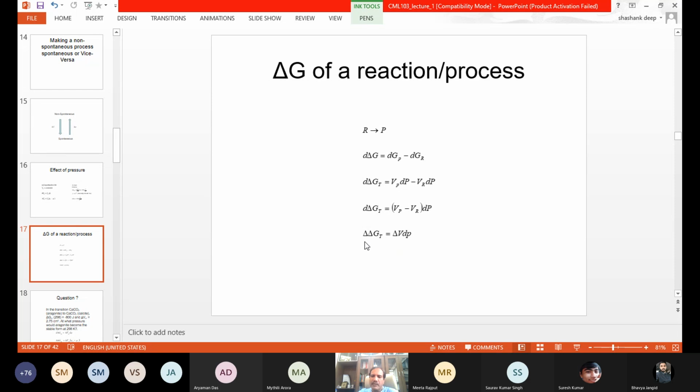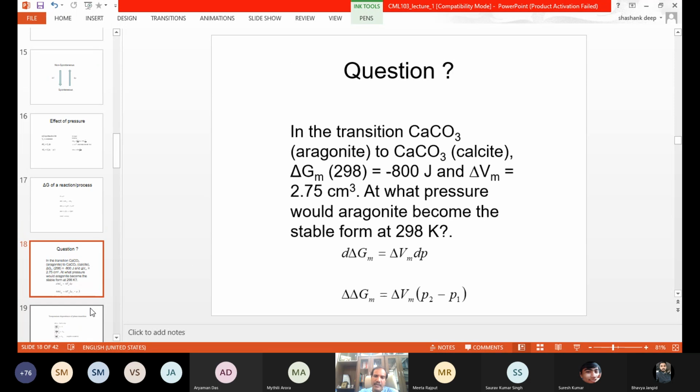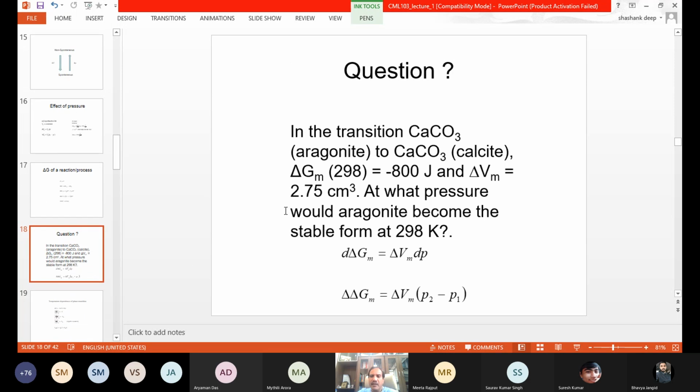So you can think of dP, or P2 minus P1, as positive. What does that mean? If delta V is positive, then delta G will be positive. So if I increase the pressure and delta V is positive, then delta G should increase. But if delta V is negative for this process, then delta G will decrease with an increase in pressure. Now let's take one example.